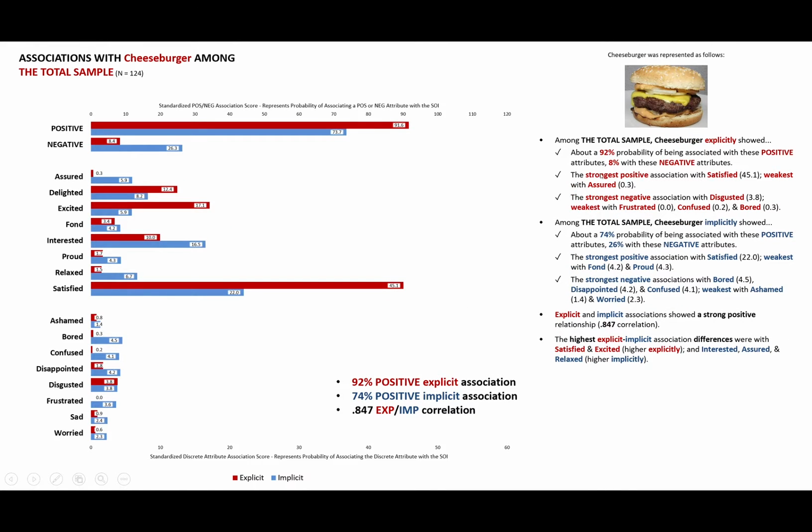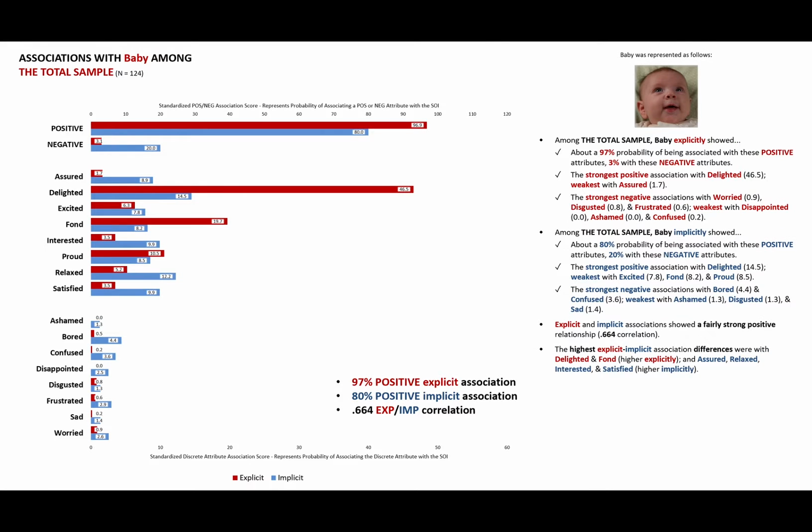In terms of the cheeseburger, we just throw this in as a third one because we have to have three. We're experimenting with one that perhaps will get different implicit and explicit associations. We're finding that cheeseburger is pretty much positive as well. But the baby and the spider in our studies are most important to validate that the response tasks are working.